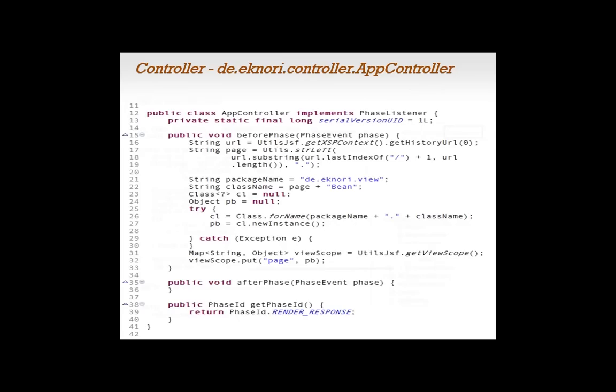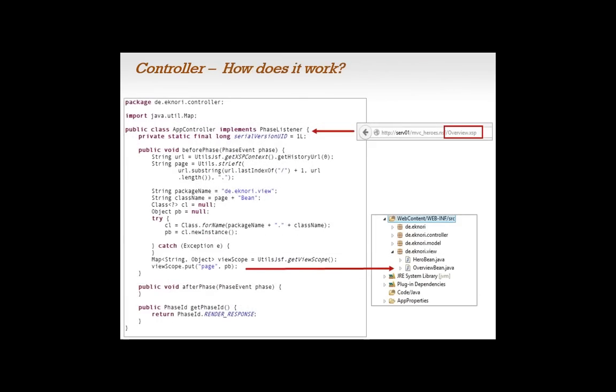So the phase listener, when you open the application in the browser, and for example you navigate to the overview XSP, it takes this URL and strips out the last part, which is overview.xsp. Then it removes the XSP and appends a bean.